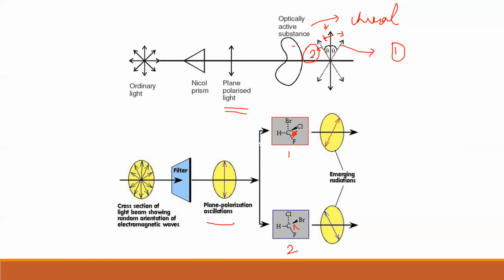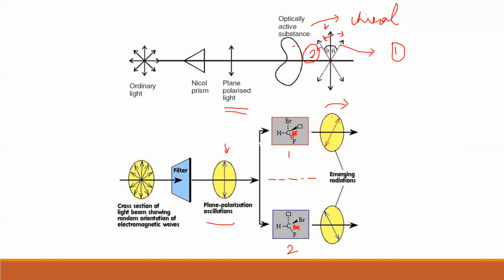This carbon is also chiral because it is attached to 4 different groups. This and this are mirror images of each other. Clear? If I have mirror images, one of them will rotate the plane. Now look at the direction of the plane here. It is in this plane. Now look at what has happened to that. It is rotated to the right.